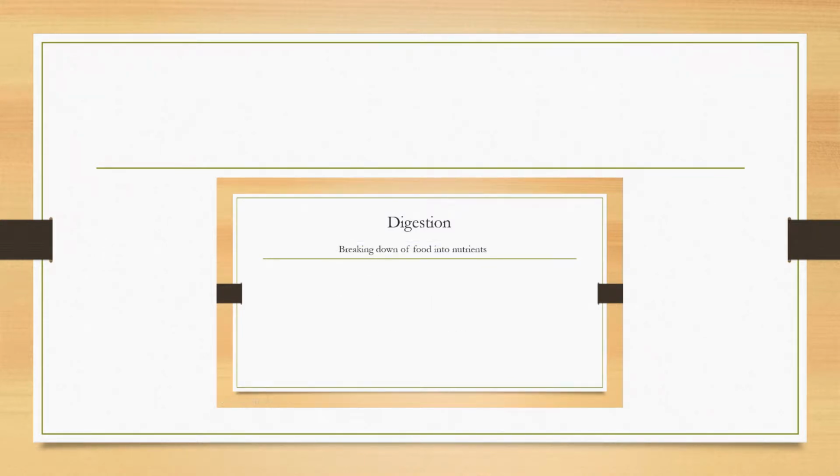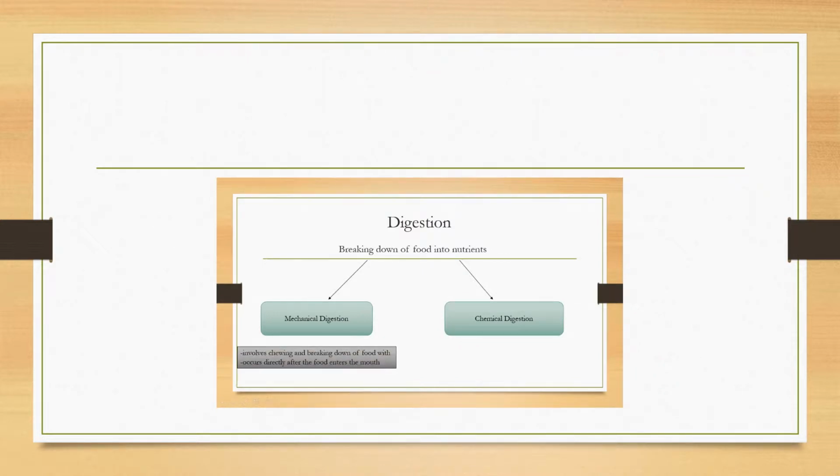Digestion is the breaking down of food into nutrients, and we have two kinds of digestion. First, we have mechanical digestion and chemical digestion. Mechanical digestion involves chewing and breaking down of food, which occurs directly after the food enters the mouth, while chemical digestion is the breaking down of food by enzymes and acids in the digestive system that occurs primarily in the stomach and intestines.